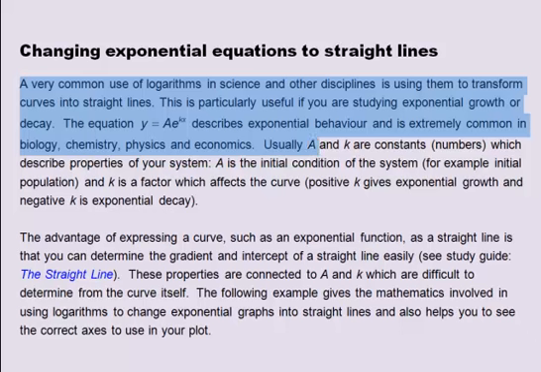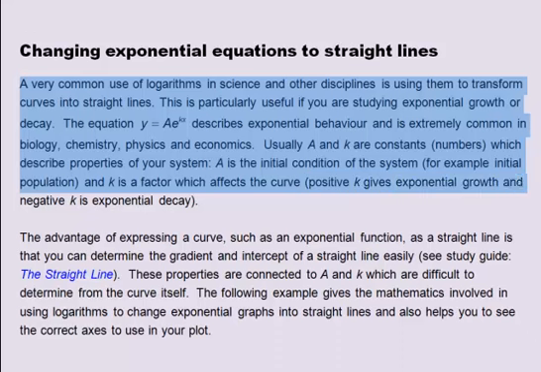Usually a and k are constants, numbers, which describe properties of your system. a is the initial condition of the system, for example, initial population, and k is a factor which affects the curve. Positive k gives exponential growth, and negative k is exponential decay.